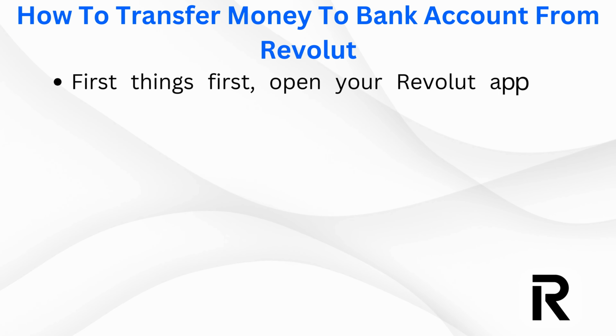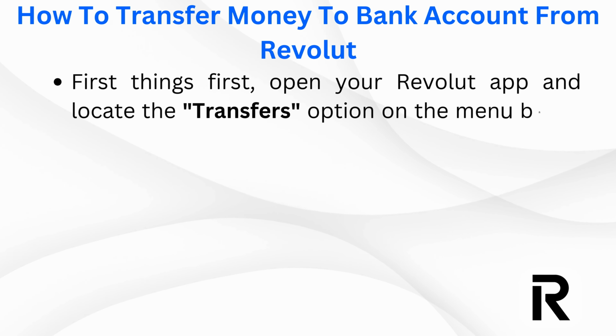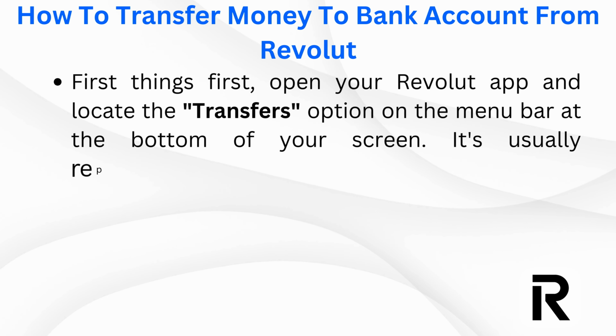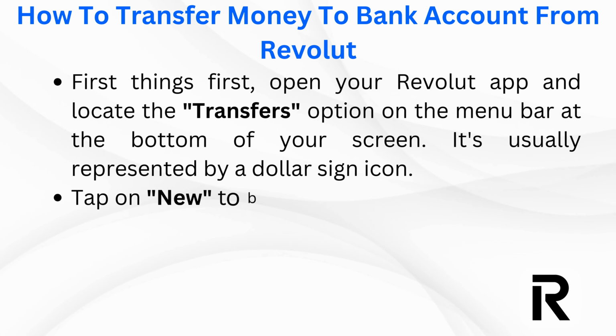Step 1. First things first, open your Revolut app and locate the Transfers option on the menu bar at the bottom of your screen. It's usually represented by a $ icon.